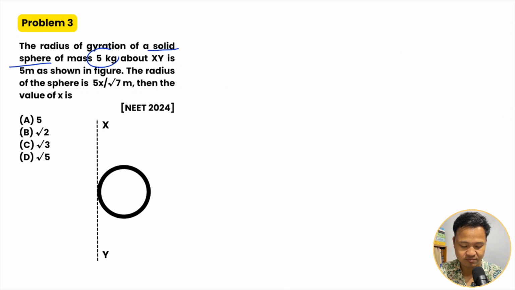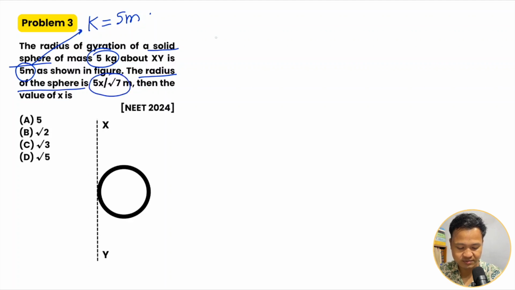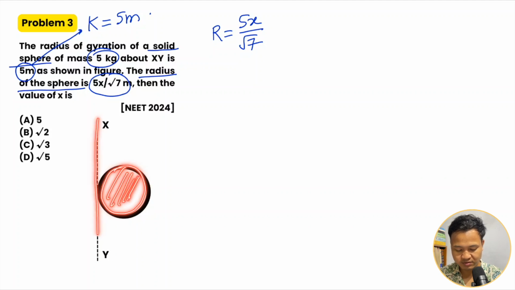The solid sphere is given with mass 5m, and we need to find the value of k. The radius of gyration is given as 5x divided by root 7. Then the value of x is the question. The sphere is about this axis.